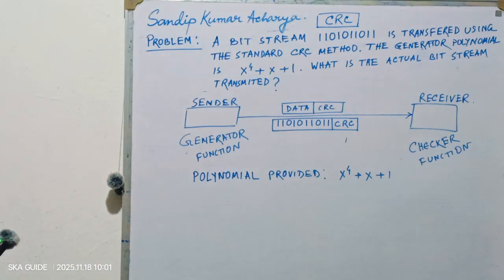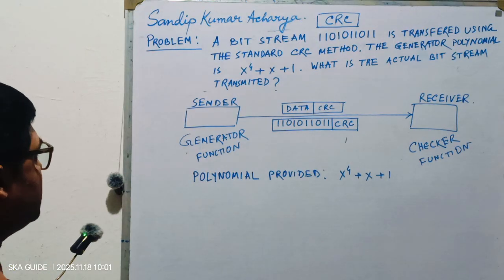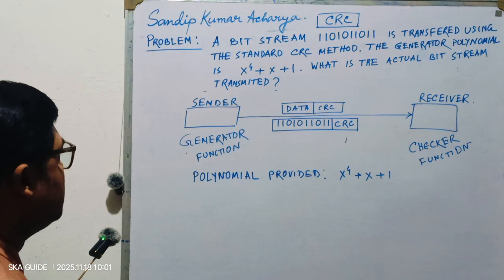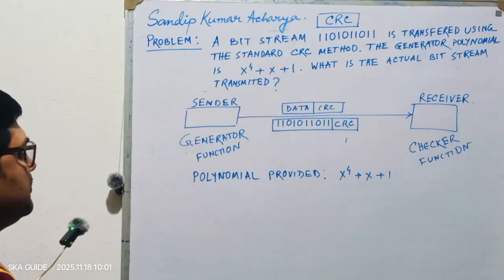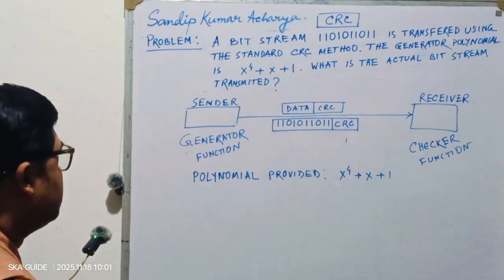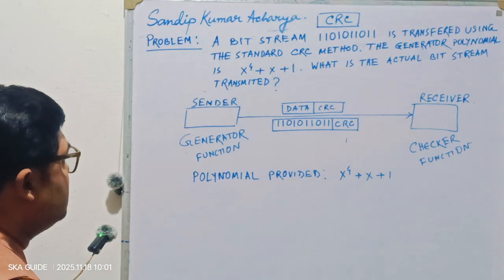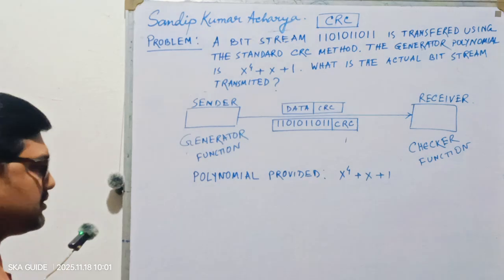Here we have a problem. A bit stream 110.1011011 is transmitted using the standard CRC method. The generator polynomial is given as x to the power 4 plus x plus 1. What is the actual bit stream transmitted? So this is the question.